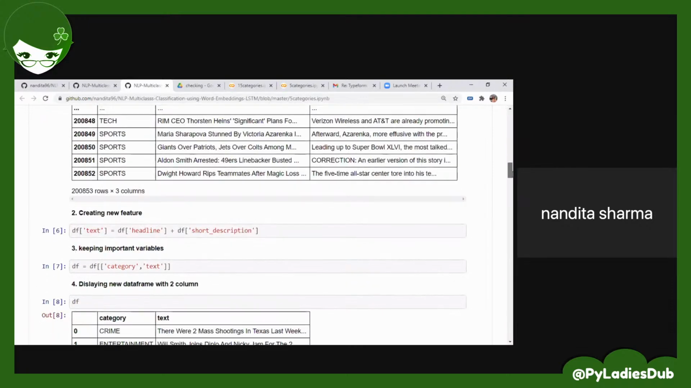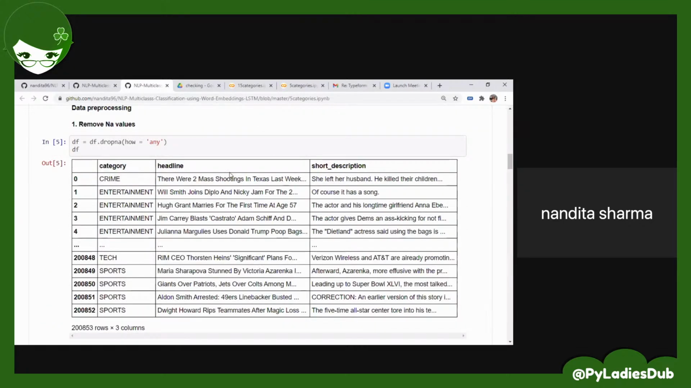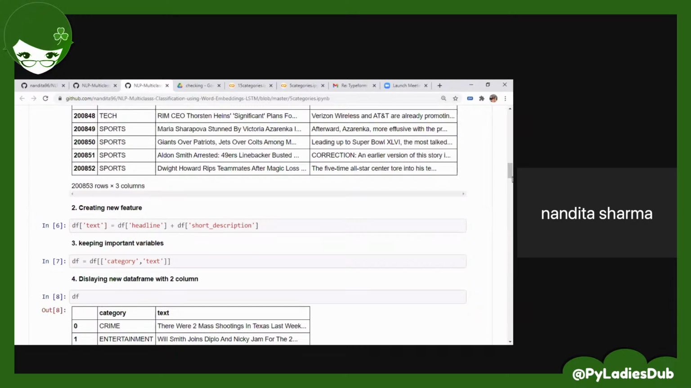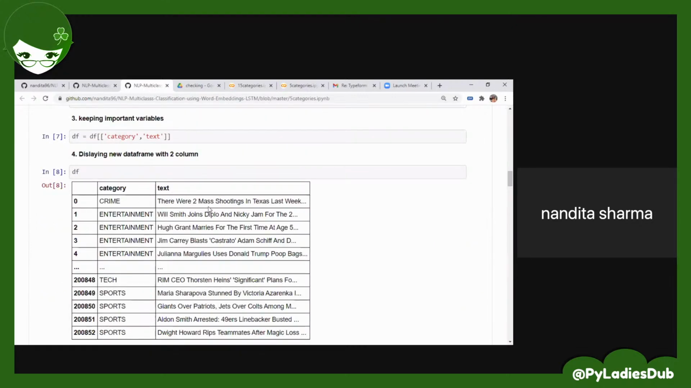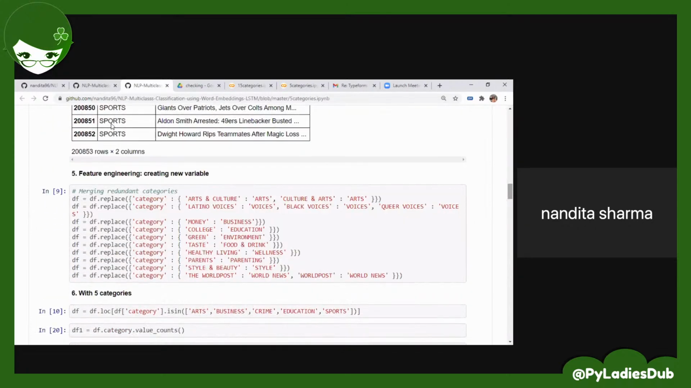Then comes creating the features. As I can see, the headline and short description can be merged into one text, so I merged them into one column named text. Now all operations are performed on category and text. In feature engineering, there are many categories such as art, culture, and arts, and all these belong to art and culture. So I merged redundant categories into one category. For example, voices, black voices, queer voices, all these are voices only, so I merged them into a single category. Similarly, I did it for all.